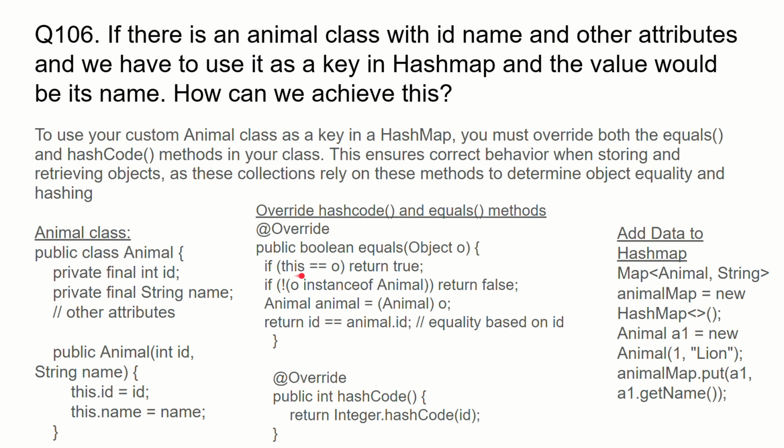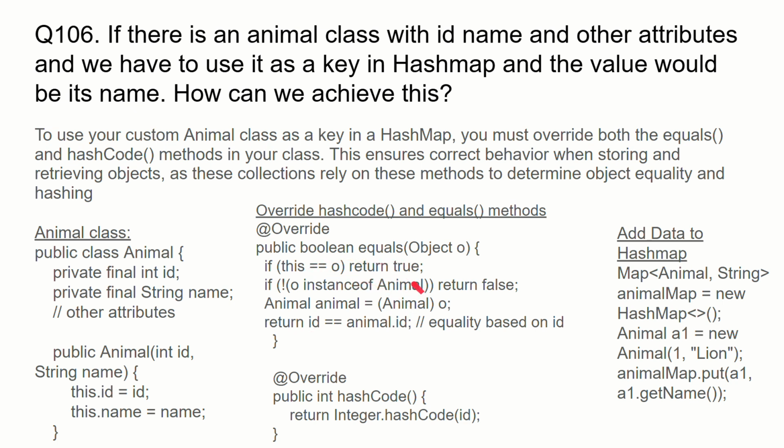The first condition is: if this, that means the current object, is equal to the object being passed for comparison, then return true. This is the case where both are the same object which we are trying to compare, so it returns true from here. Or else, if the object being passed for checking equality is not an instance of the Animal class, then we have to return false, because if it is not an instance of the class, how will it be equal.